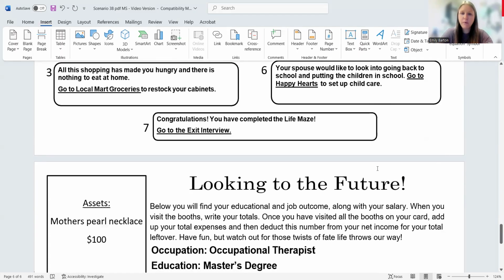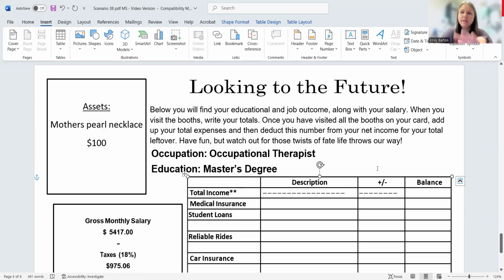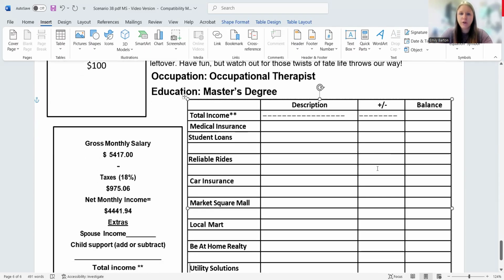On the other side of our paper, we have the looking to the future side. This is where you're going to use your spreadsheet to track your expenses, to do your math, to write down what you've spent, and make sure you keep a running balance to know what you had. So the one side tells you where to go and in what order. This side is where you'll do your math. Also on this side, you're going to see your occupation again. I was assigned an occupational therapist, and the education it took for that is a master's degree.